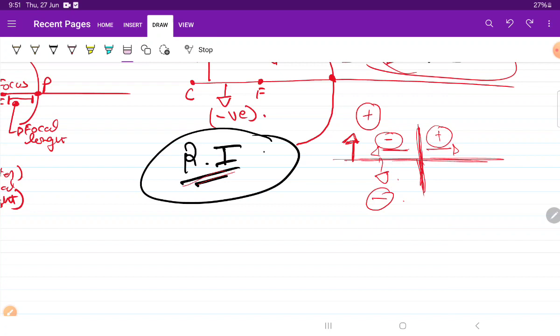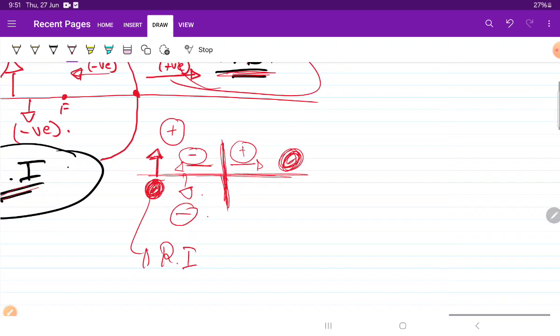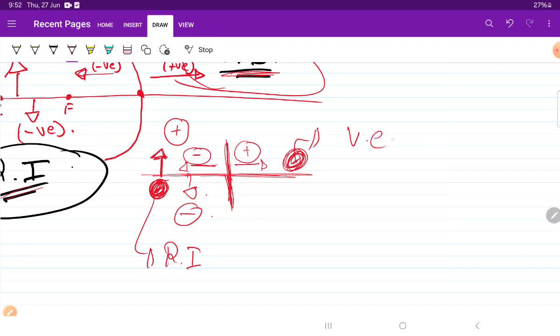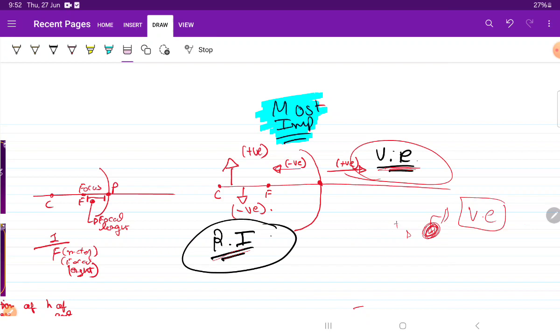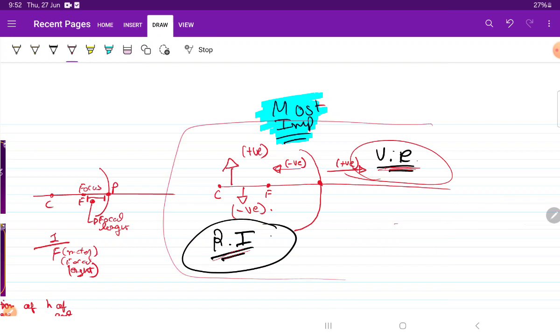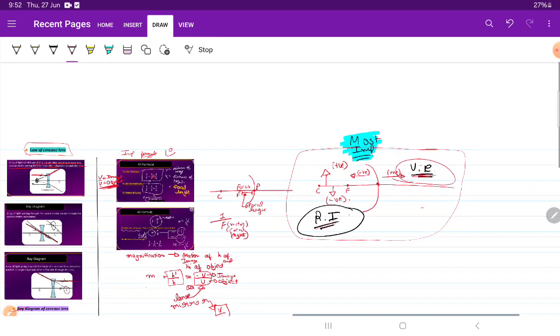Okay students, wait for a while. In this side over here, if any image is formed, it will become real inverted, and if image is formed over here, then it will be virtual erect. So this is the one exception. I have mentioned over here also. You can go through this.